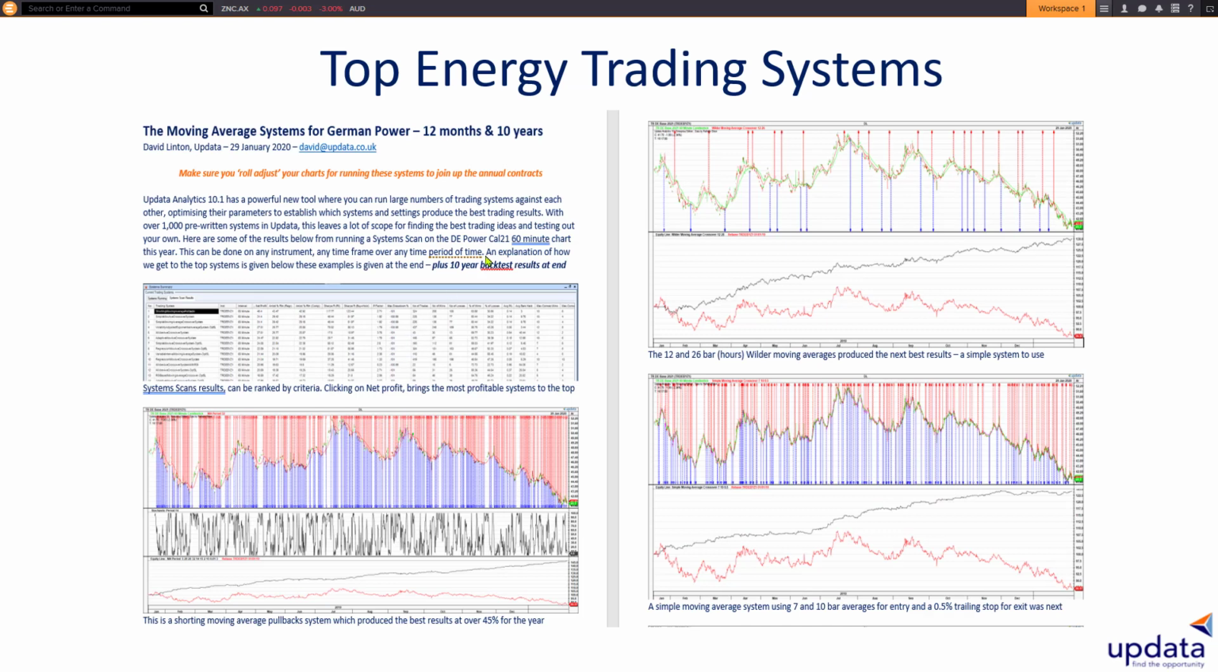And then we also put out the energy trading systems reports, so the top trading systems that are producing the best results for trading these assets right now. So this one, for example, was the best moving averages over the last 12 months and 10 years for German power. Not just the type of moving average and the period of moving average, but also how best to use them.